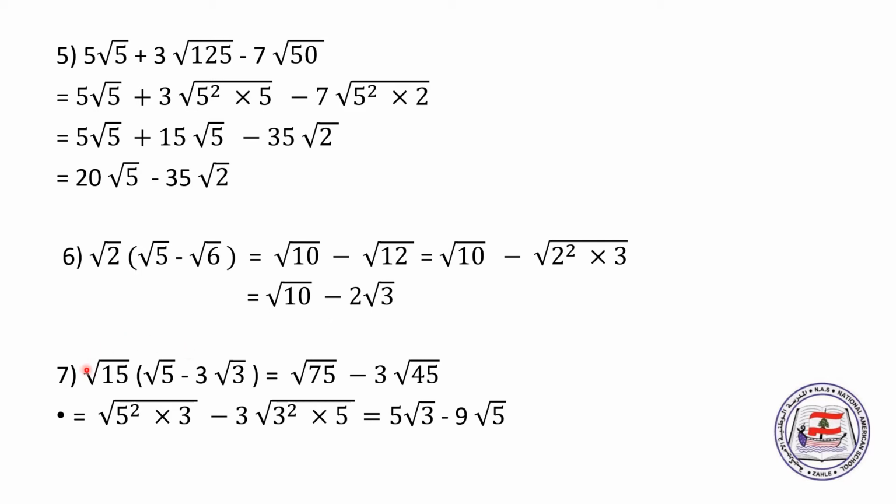In number 7, radical 15 into radical 5 minus 3 radical 3. Distributing radical 15, we get radical 75 minus 3 radical 45. Radical 75 is radical 5 squared times 3 and radical 45 is radical 3 squared times 5. So reducing this expression, we get 5 radical 3 minus 9 radical 5, and this is the final answer.